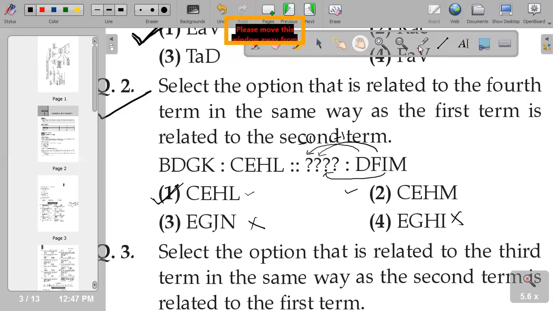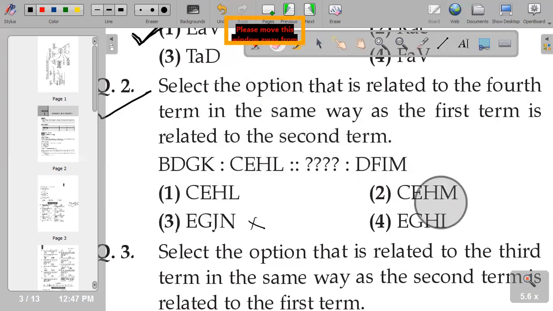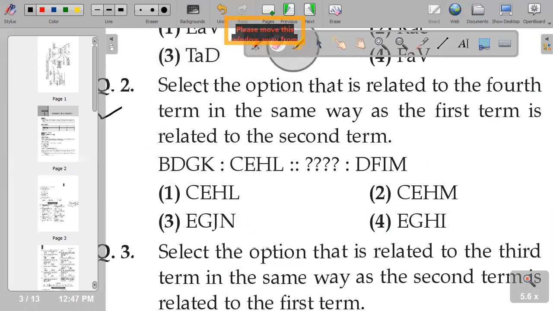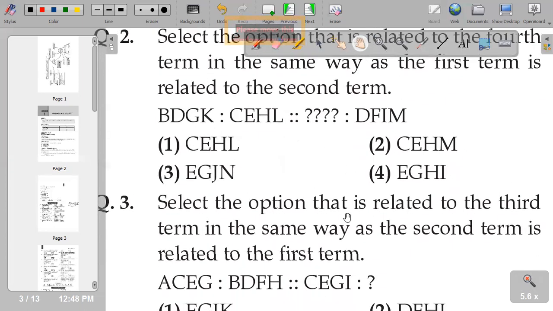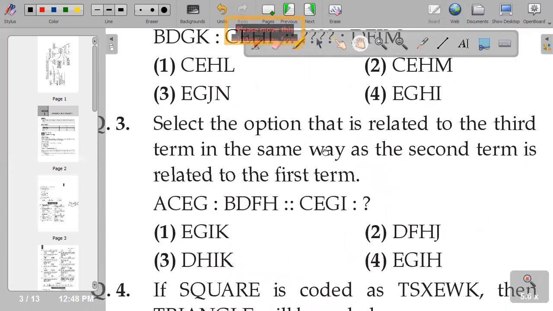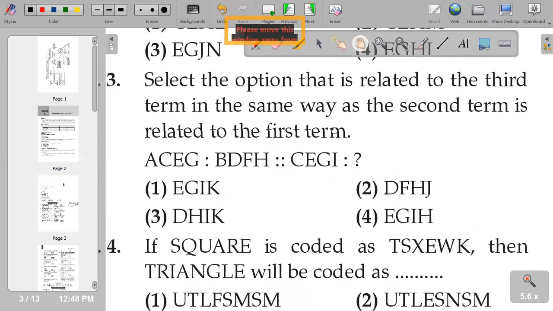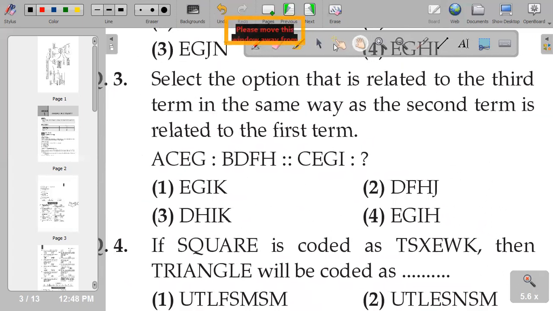So let us move to another question. Question number 3. We will erase all the things so it can be visualized very well. So now we are moving to the next question, question number 3. Look, each and every question we will think in a similar way.